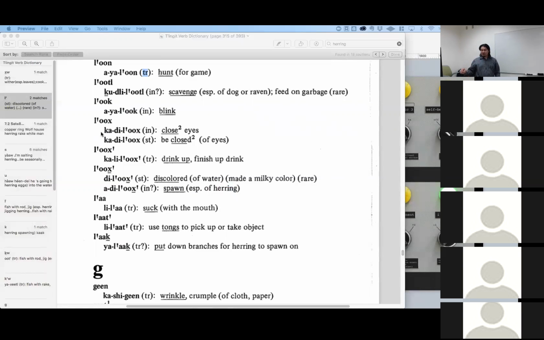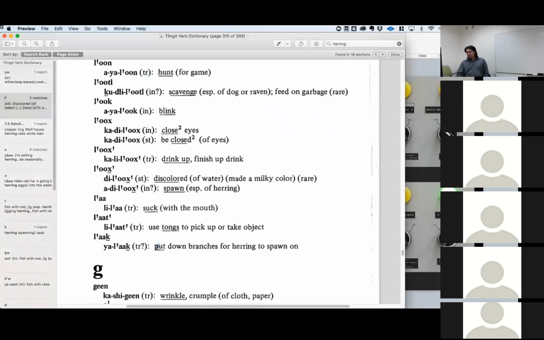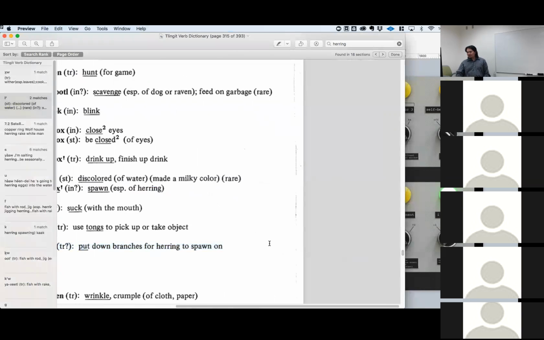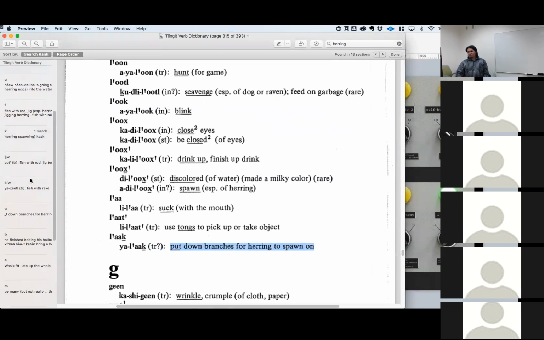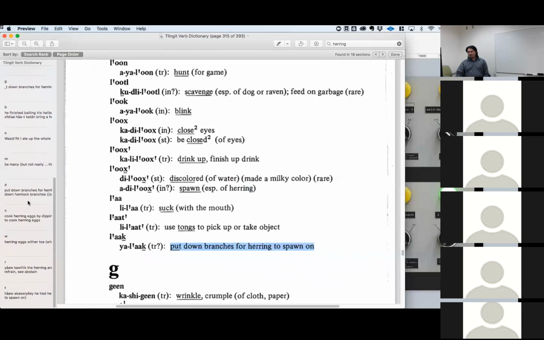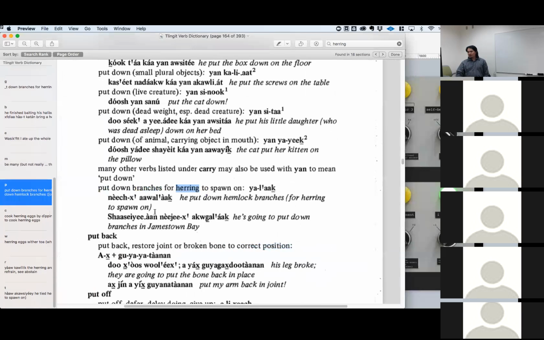So this one is to close your eyes. This one is for eyes to be closed. Slightly different. So let's look up the put down the branches, and then we'll find the pick the herring eggs one. It's really interesting when you find specific verbs for things. Like there's one for cleaning the guts out of a fish, and here's another one for putting those branches down. So we're going to go look for put, and it's right here.